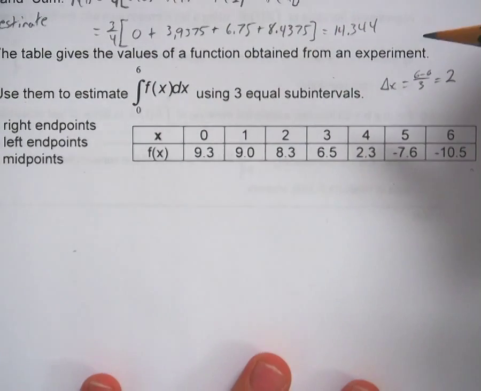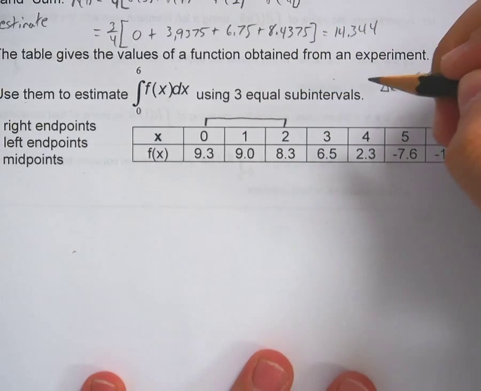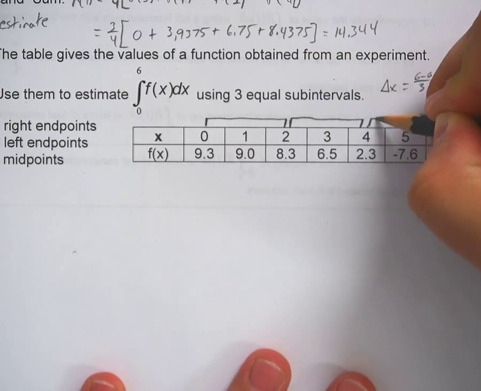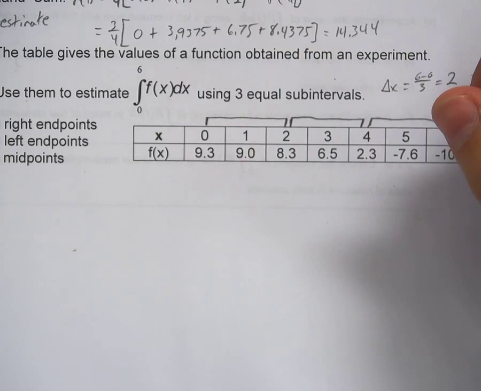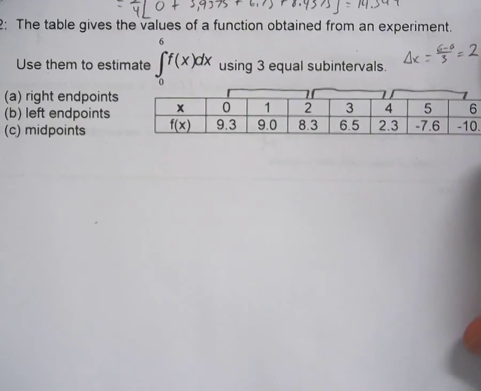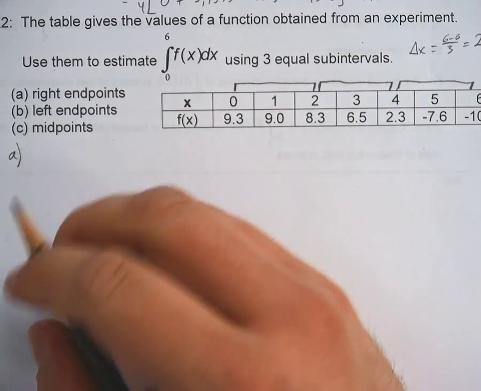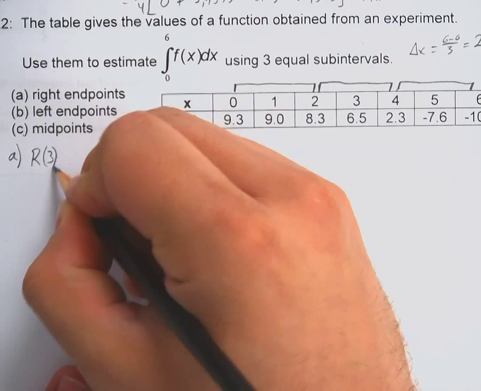So each little subinterval should be 2 units wide. So I'm going to draw these out here, from 0 to 2, from 2 to 4, and from 4 to 6. So that's where my bars are at, right? 3 subintervals between 0 to 2, 2 to 4, and 4 to 6. And then it wants us to use the right endpoints for part A. So part A is going to be a right-hand Riemann sum using 3 subintervals.